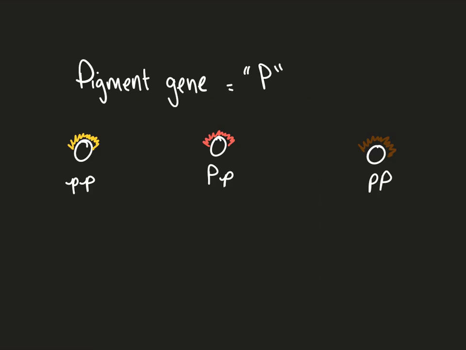So here's my silly example. Let's say that we have a pigment gene, some locus that's associated with making pigment and hair color. So this gene has two alleles. You could be little p, which produces a light yellow pigment. You could be heterozygous, which would produce a red color, or you could be homozygous big P to produce a brown color of hair.